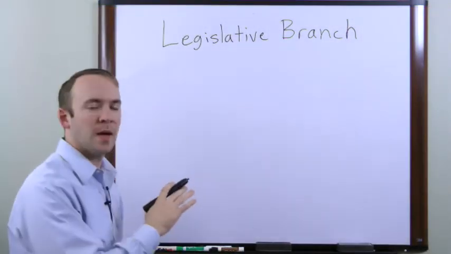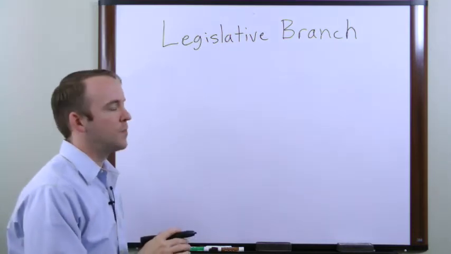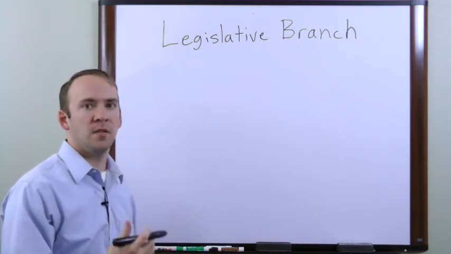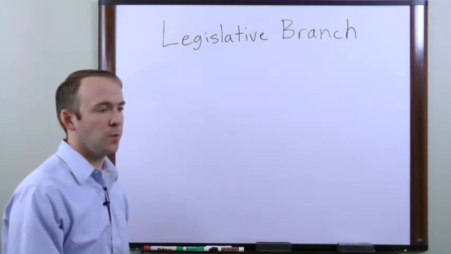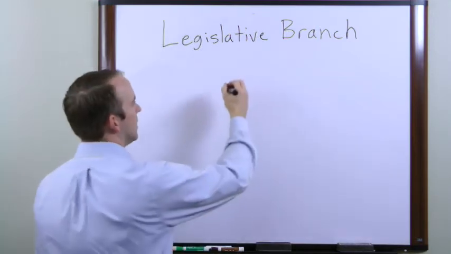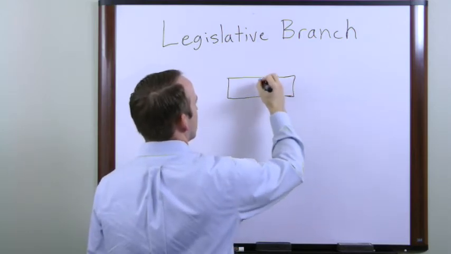Right now, I'd like to talk about the legislative branch of the U.S. federal government. As we know, the legislative branch is one of three branches. The executive and the judicial branch are the other two. The legislative is one of the most visible. Who knows where the legislative branch meets? In what building? The Capitol building.